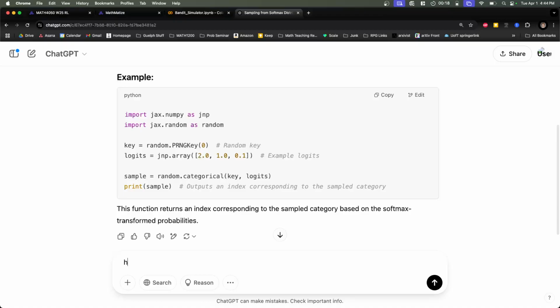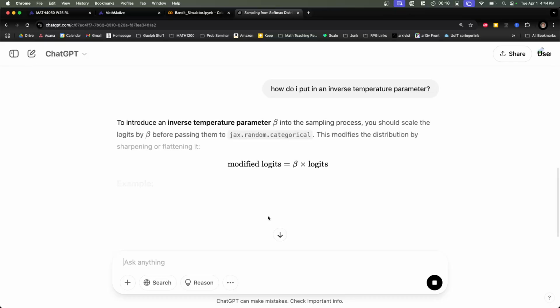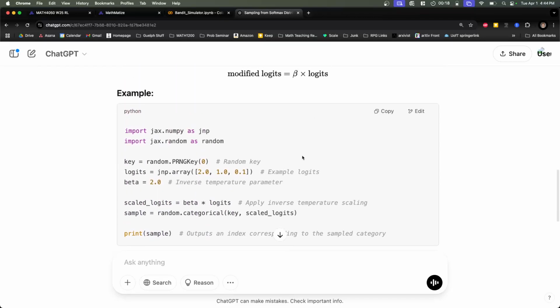Let's ask it, how do I put in an inverse temperature parameter? And maybe it'll just say you just multiply. That would be one very nice solution. Yeah, okay, there you go. You multiply them by some value beta, the inverse temperature parameter, and then you sample. That will give you samples according to this distribution, and that will automatically do what we're talking about: choose the higher values more often. If it's a tie, it'll choose them equally. And the bigger the value is, the more often it gets chosen.